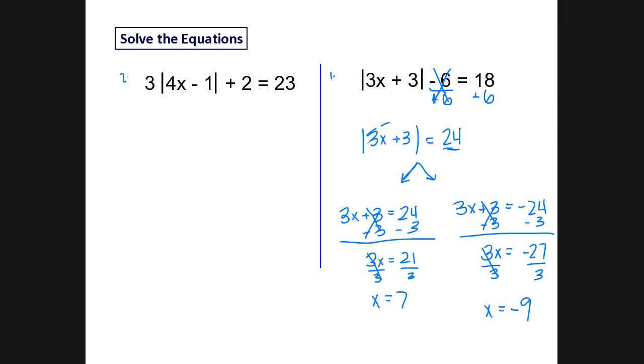Okay, so on the test, there are 2 answers to the absolute value equations. So if you only get one answer, just know that that's wrong.